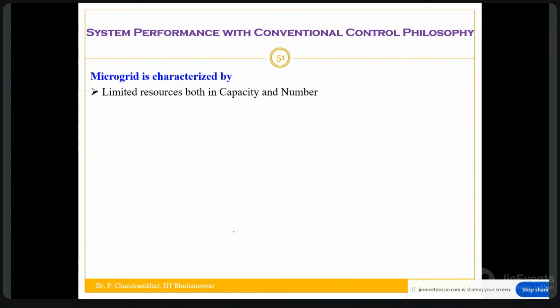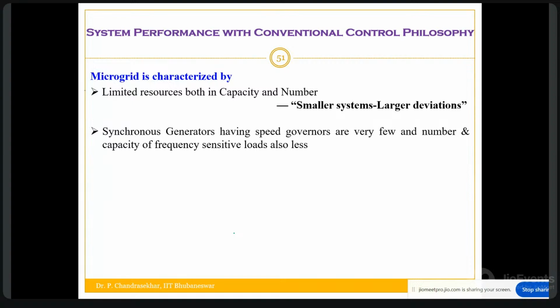Loads are less, we do not have any storage, and as the number of units is less, the inertia is less. Even for a small disturbance, let us say within 10 kilowatts, 1 kilowatt is a 10% difference. Even a small disturbance can result in instability in the system. Smaller systems, larger deviations.